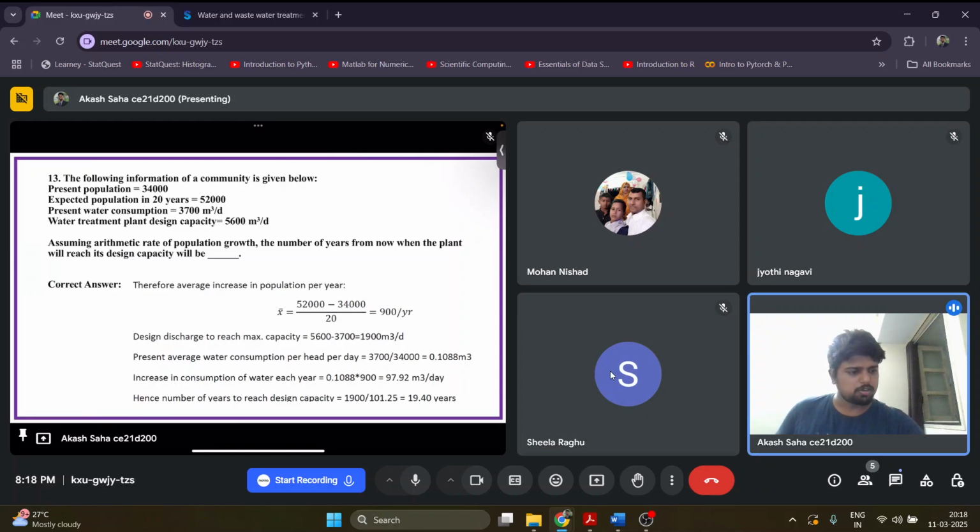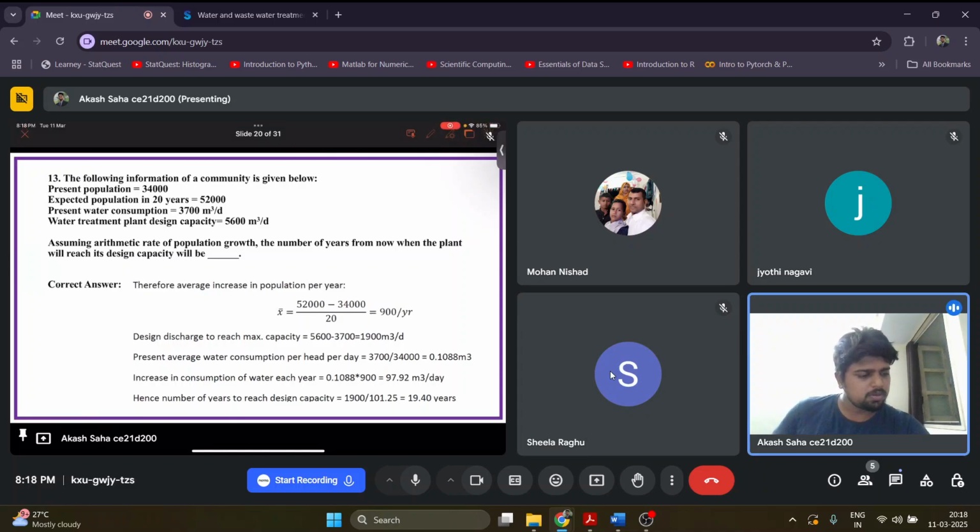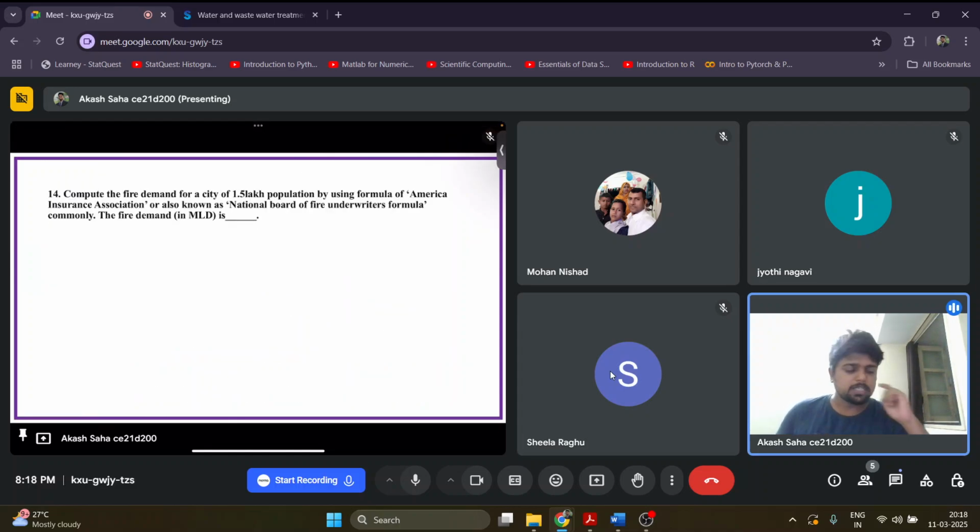So we will focus mostly on numericals now. The next problem: compute the fire demand for a 1.5 lakh population using the American Insurance Association or the National Board of Fire Underwriters formula. Here you have to find the fire demand in MLD using this particular formula, which is called the American Insurance Association or the National Board of Fire Underwriters formula.